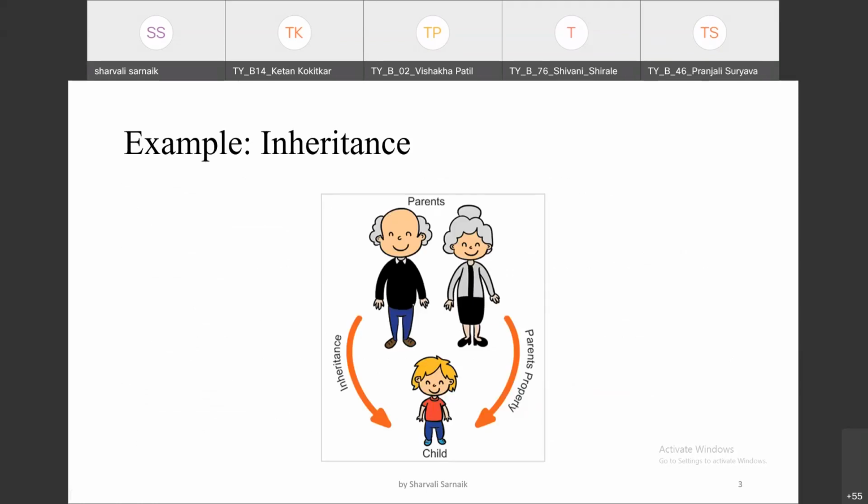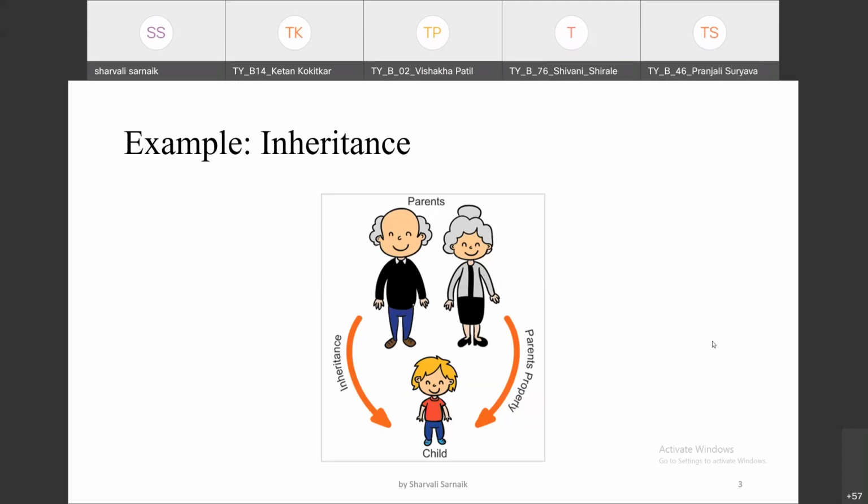So let's take an example. In this slide, you might be seeing one image. In that image, there are parents and a child. Whatever the surname of the parents is, that is also applicable to the child, right? Or will the child's surname change? No. Whatever surname the parents have, the same surname the child will also have, right? This means the child is inheriting some features of the parents.